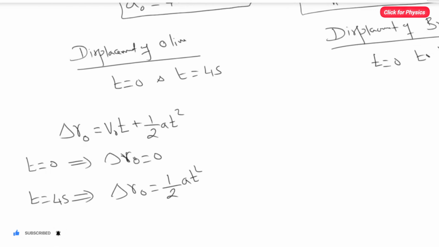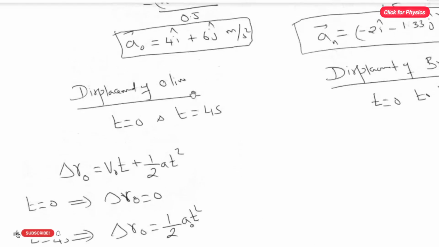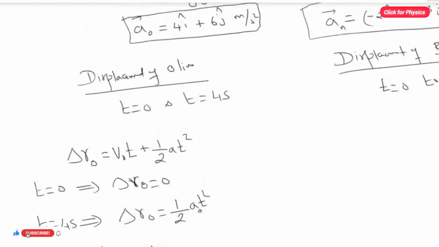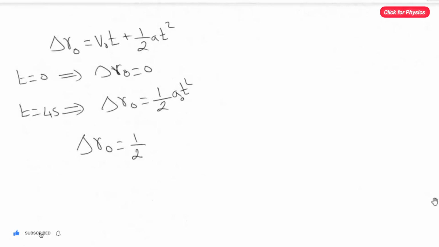So now what I'm going to do: this a here is nothing but the acceleration of the olive. The acceleration of the olive we already found here as 4 i cap plus 6 j cap, so I have to use this number here. If you substitute the acceleration of the olive, you will get delta R_O equal to half multiplied by 4 i cap plus 6 j cap, and the time is 4 seconds, so that means 4 square.